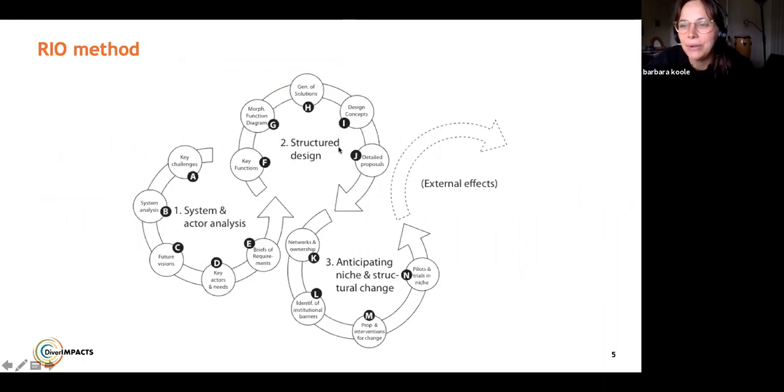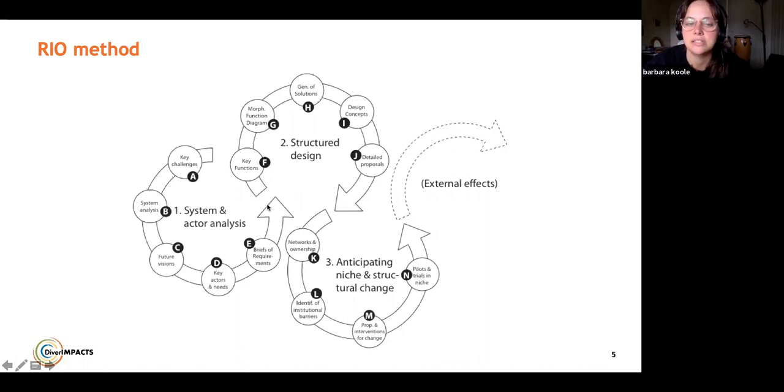So then I'll discuss a bit more about the RIO method, because I think some of you are already familiar with the RIO methods. However, for others, it may be until now like, what is she talking about with RIO? So this image has also been shown to some of you during co-innovation workshops that we did in DiverIMPACTS, and it kind of shows the 3 main elements of RIO.